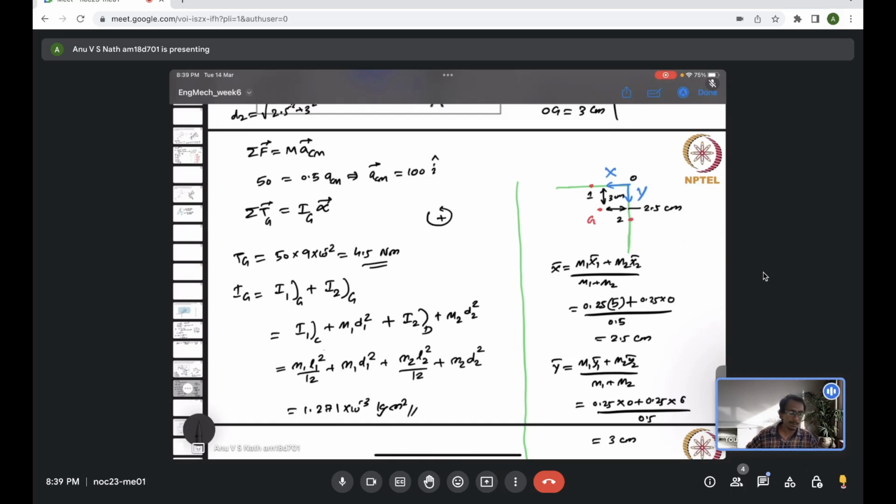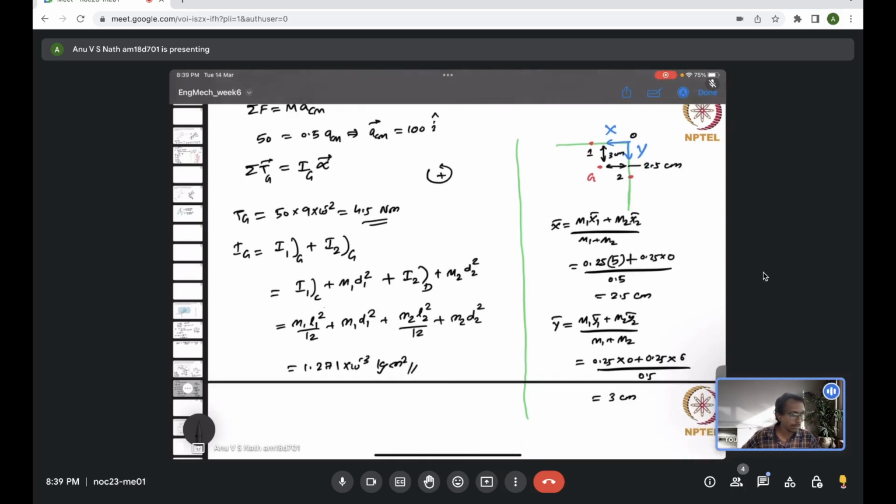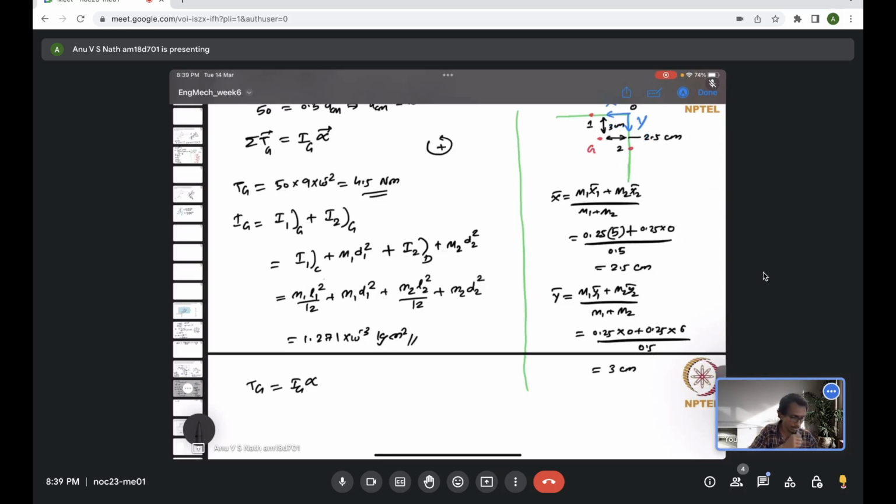Now Ig is evaluated. So the equation is torque about G is equal to Ig times alpha, and you will evaluate alpha is equal to torque by Ig, and you will get alpha being 354098 radian per second square. Okay, so now you know the angular acceleration.